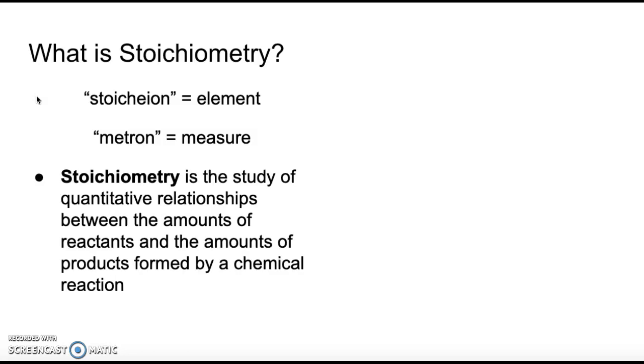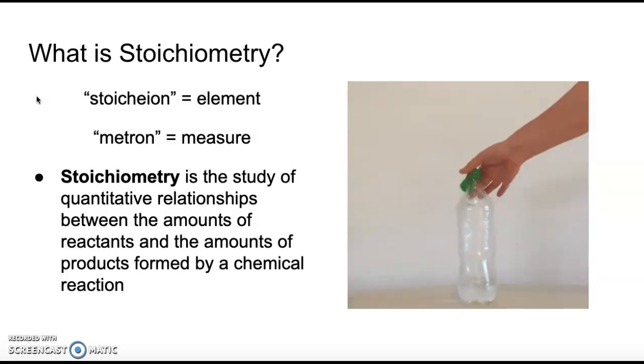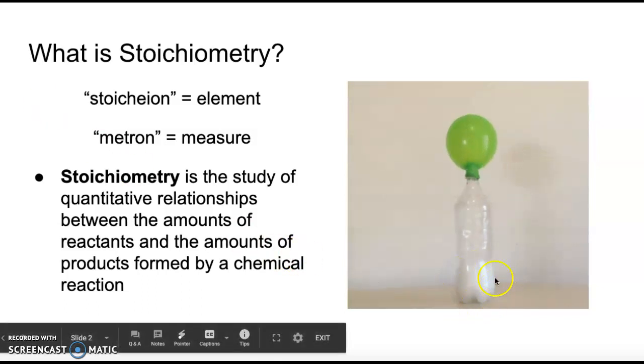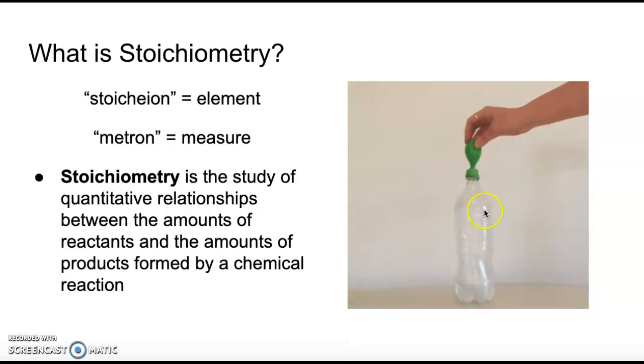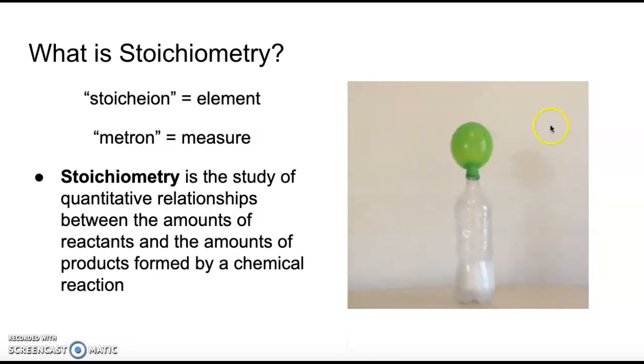So when we say stoichiometry, we're talking about the study of the quantitative relationships between the amounts of reactants and the amounts of products formed by a chemical reaction. Let's take a look at a pretty common chemical reaction. This is the reaction of baking soda and vinegar. In the bottle here is vinegar, and in the balloon there's baking soda. When the baking soda is tipped over into the bottle, the chemical reaction occurs, a gas is formed, and the balloon blows up. Right?